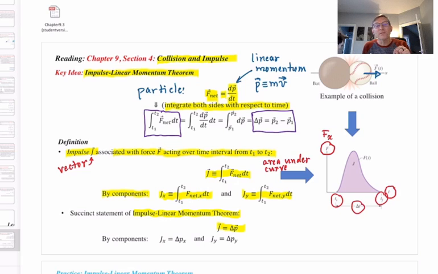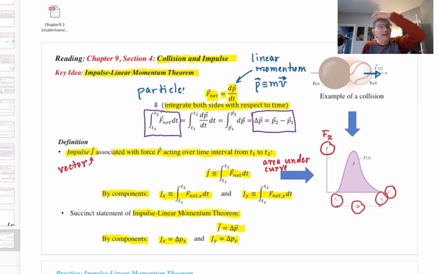But remember what impulse is by definition: the integral of force with respect to time. And again, by components, the x impulse equals the change in the x momentum, and the y impulse on the particle equals the change in the particle's y momentum.